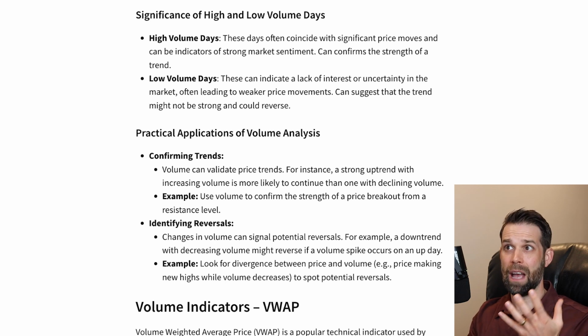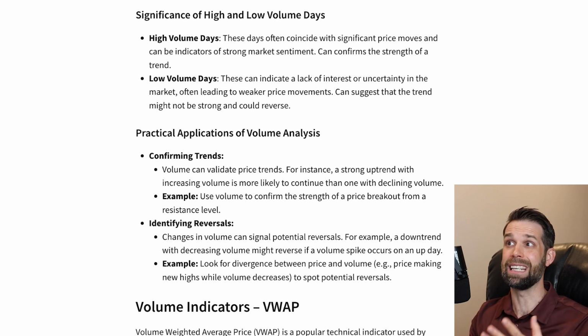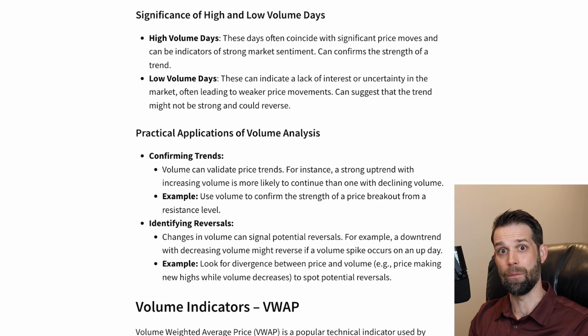On the low volume days, these can indicate a lack of interest or a bit of uncertainty in the market. So weaker price movements and low volume can suggest that the trend might not be strong, and maybe there is a reversal coming in the direction of the particular trend.